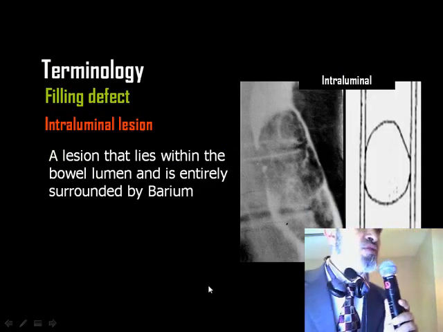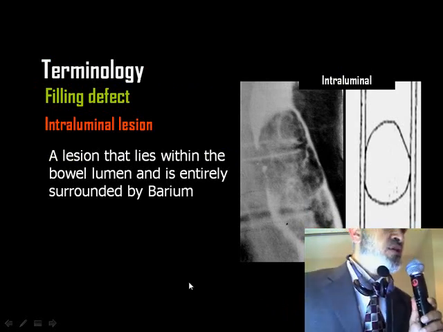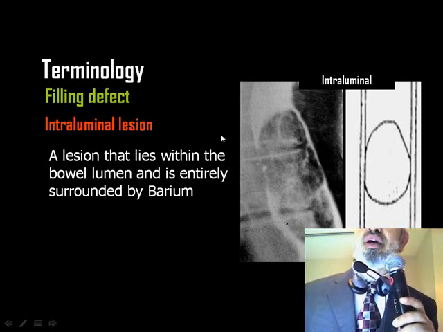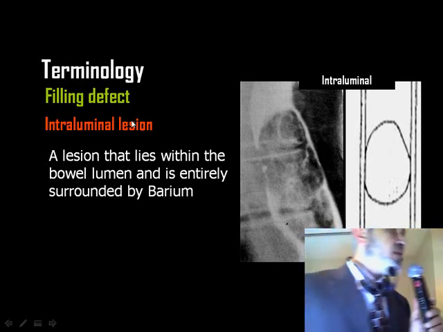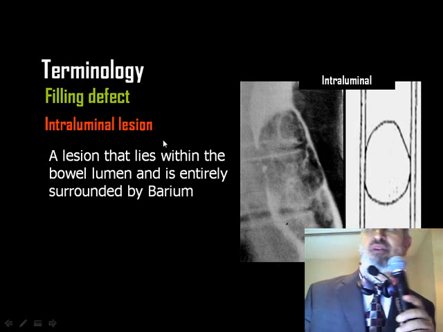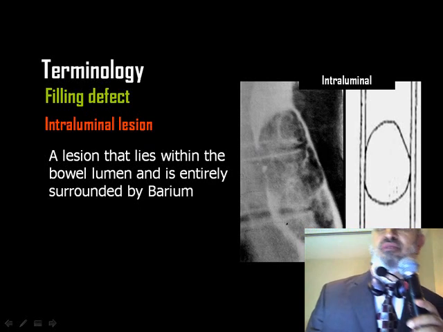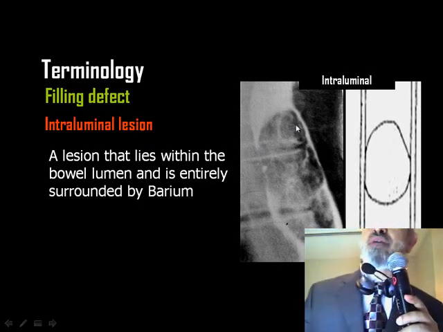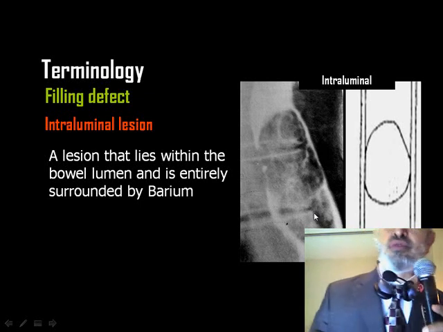Then to start evaluation of the gastrointestinal tract, we should agree about some of the terminologies, as we agreed about the terminologies in the chest. The first one is the filling defect. What do we mean in the radiology report by a filling defect? We mean that there is something inside the lumen that does not let barium fill this area. Then we can see the shadow of the lesion, and the area of the lesion is not filled with barium.